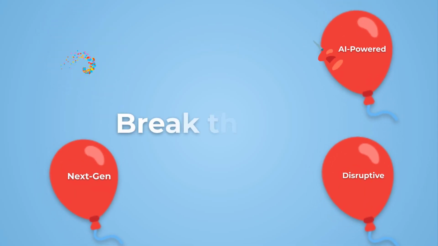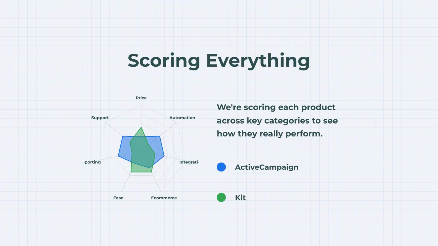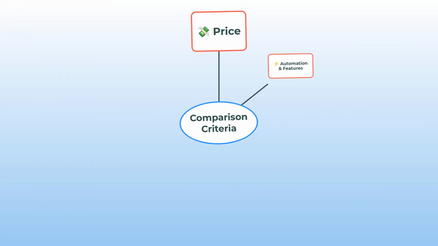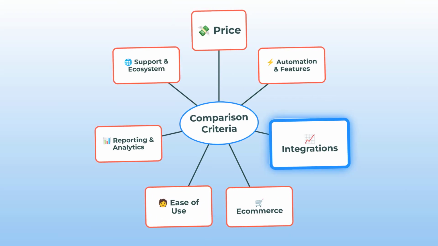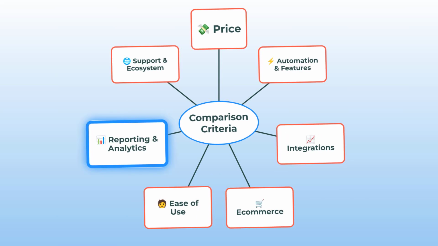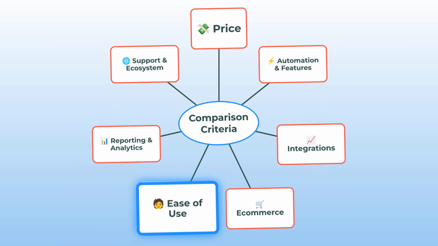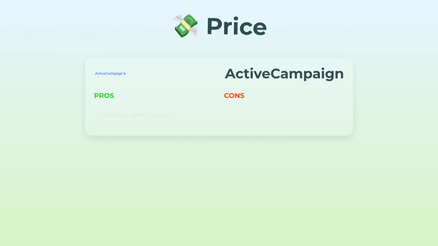Let's skip the buzzwords and focus on what actually matters to you. Each category earns points, and at the end, you'll know exactly who comes out on top. The winner might just surprise you. So here's how we're going to break things down. We're looking at price, automation features, integrations, e-commerce power, how easy they are to use, the kind of reporting and analytics you get, and, of course, the whole support ecosystem. Ready? Let's dive in.